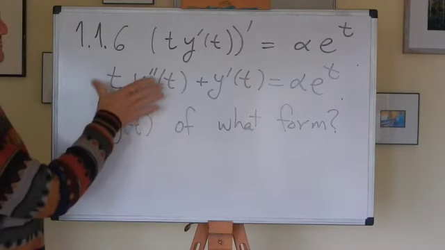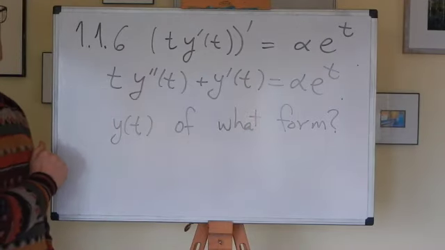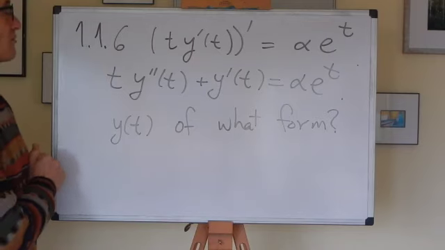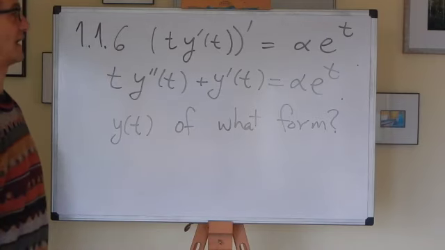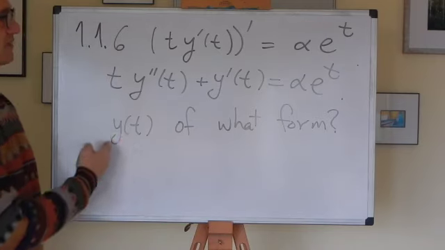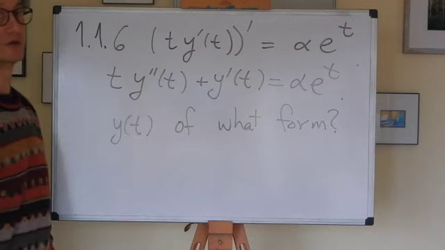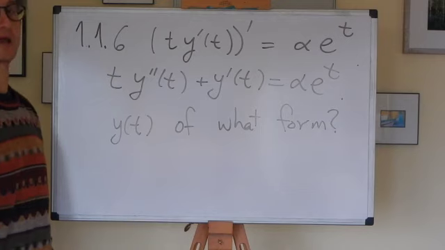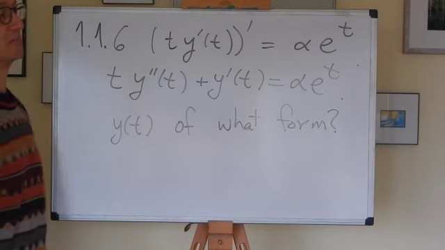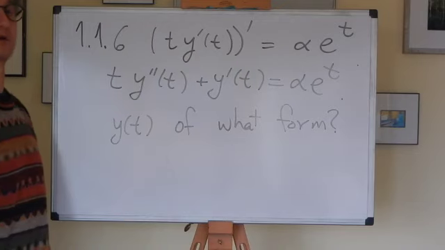And so this is a combination of an exponential and a polynomial of some sort. And so just off the top of my head, I'm going to guess that y of t is a combination of e to the t and some polynomials. We'll get more systematic about guessing later on. I'm just trying to anticipate the kind of guesses we're going to be making.